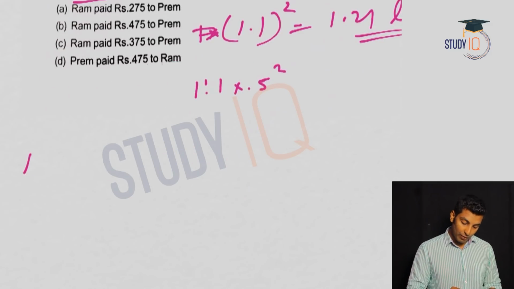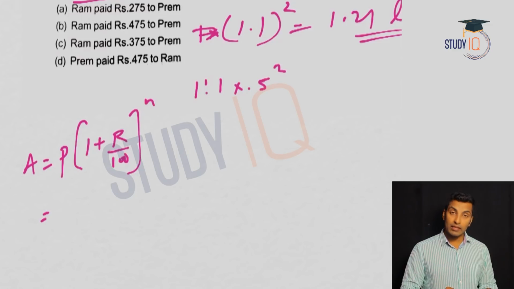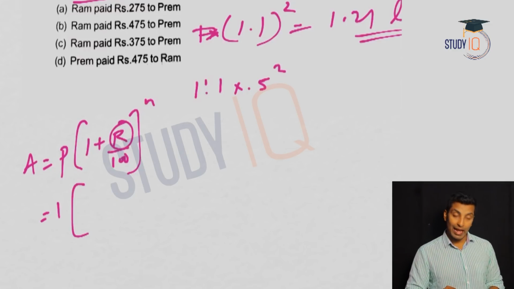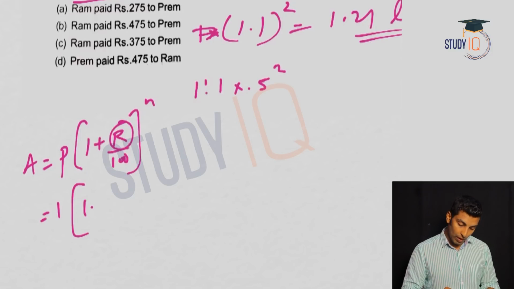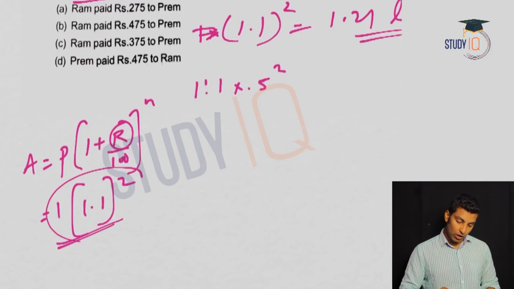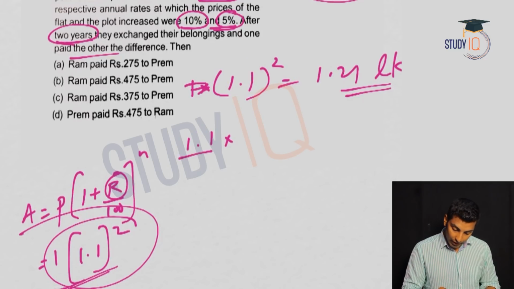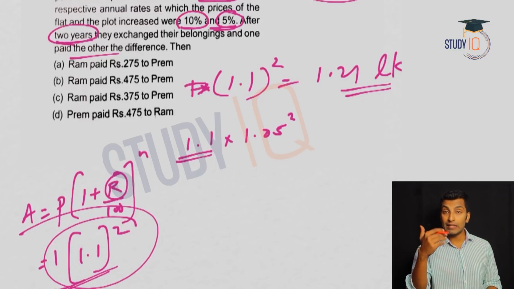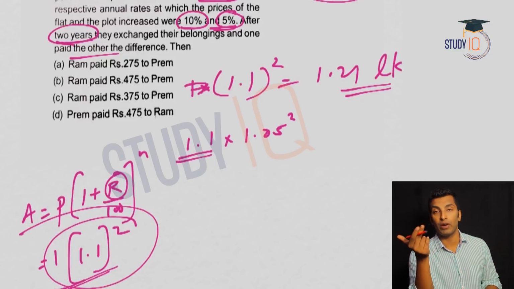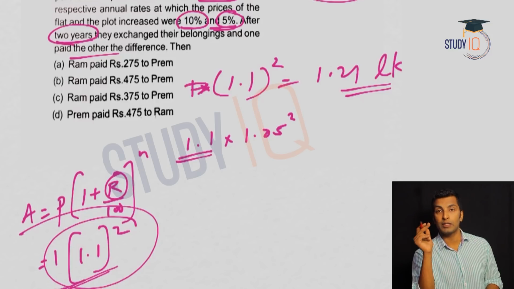The final amount is actually P into (1 plus R by 100) raised to N, right? P is 1 in the first case, and R is 10, so 10 by 100 means 0.1, so 1.1, and N is 2, that's why we got the first one. Same as what we are doing here also, 1.1 into 1.05 squared. Not 0.1, but 0.05, because 5 by 100 is 0.05.